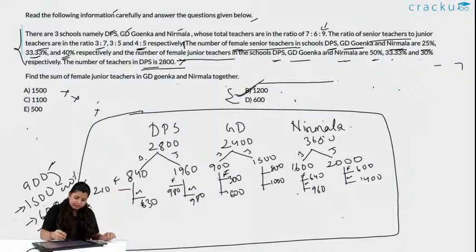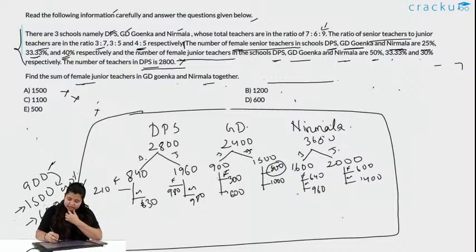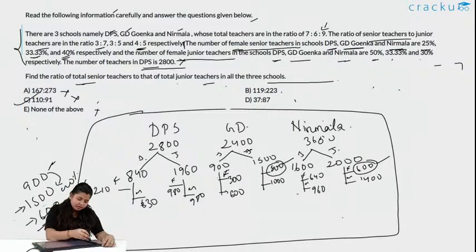The next question says, find the sum of female junior teachers in GD Goenka and Nirmala together. So, sum of junior teachers, GD Goenka, female junior teachers. So, this is junior teacher, we need the female, this is 500, and female junior teacher for Nirmala, junior teachers Nirmala, female, simply 600 plus 500 is 1100. I am not even solving this, as we already have the data. Let us go to the next question.